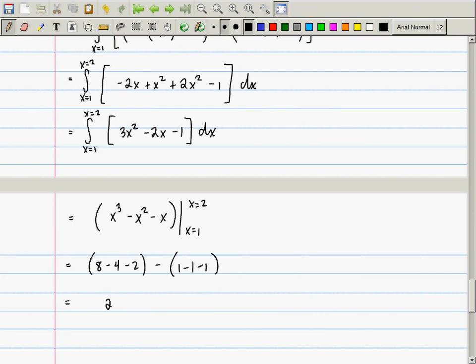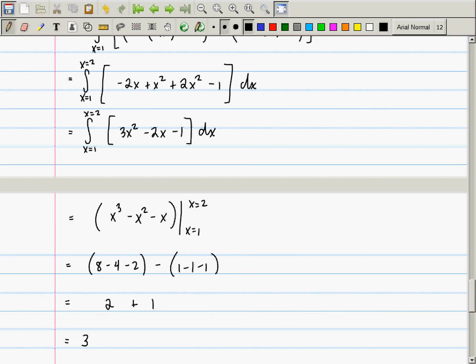So 8 minus 6 is 2. And then 1 minus 0 minus 1, so then plus 1. So the answer is 3. Wonderful. Isn't that great? You did all that work for three. I'm really excited about that.